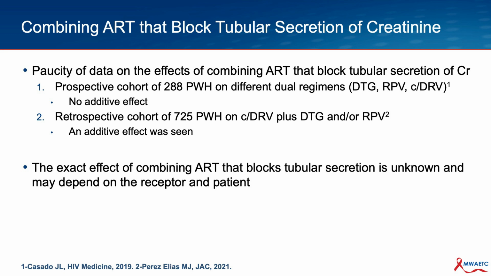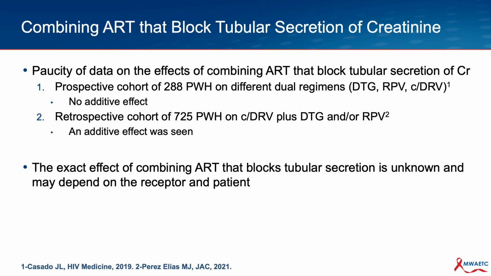Our colleague Raka Kumbhakar had found 2 of these articles relatively recently, and it came up in discussion in clinic the other day. And so one of them was a prospective cohort of 288 people with HIV on different dual regimens, whether that be dolutegravir, rilpivirine, or COBI-darunavir, and there was no additive effect. And then there was a retrospective cohort of 700 people with HIV, all on COBI-darunavir or Prezcobix, plus dolutegravir or rilpivirine, or the combination of all of them. And there an additive effect was seen, but it really just decreased the estimated creatinine clearance by anywhere from about 3 to 8 milliliters per minute.